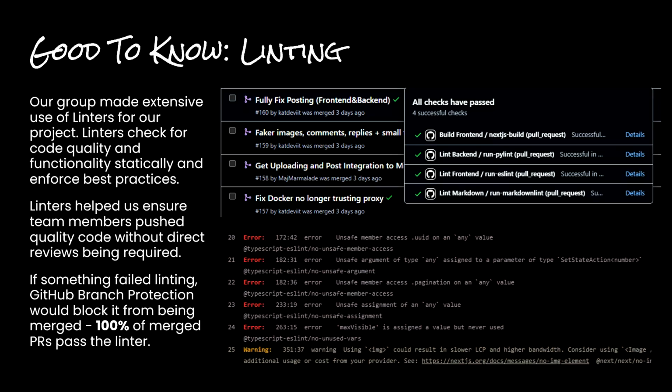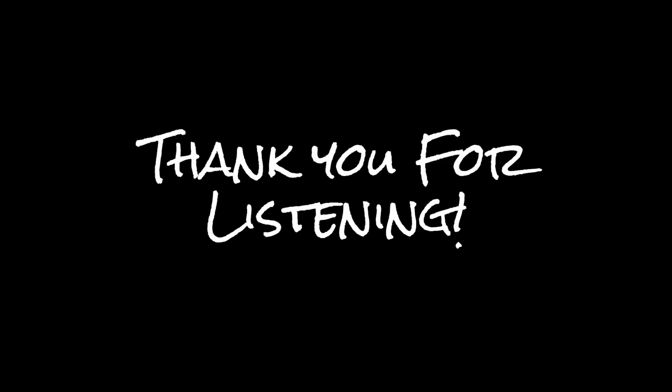So a good thing to know that I think other teams would benefit from, or just in general, is linting. We used a lot of linters on our project. So the linters check for code quality and functionality and make sure that it's enforcing the best practices and well-formed syntax. We used branch protection on GitHub to make sure that all pull requests, before they can be merged, have to pass linters. So 100% of our pull requests pass linters, merged ones at least. So that helped make sure that our code was not falling below standards. Next slide.